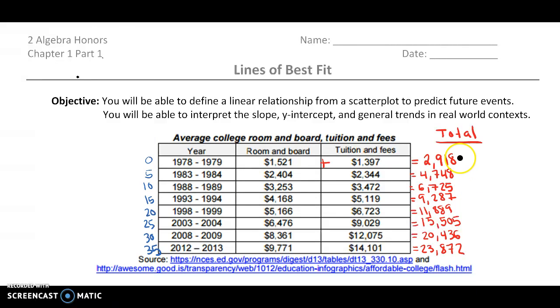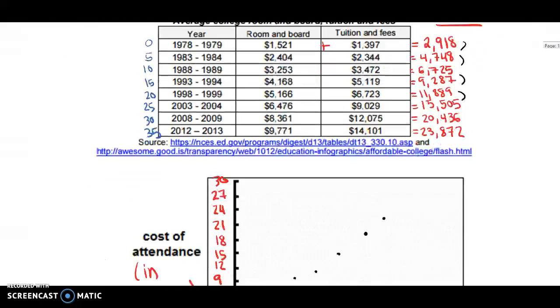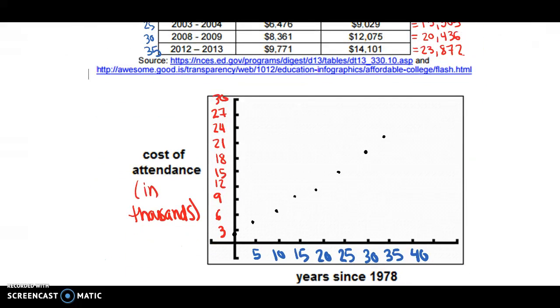So there's not a constant difference between any 2 points on here, which makes sense because tuition and board is general trends. It's not necessarily going up by a certain amount each year, okay? And that's why this line is not perfect.